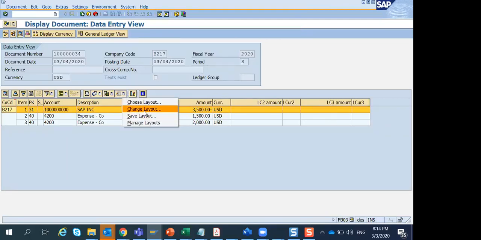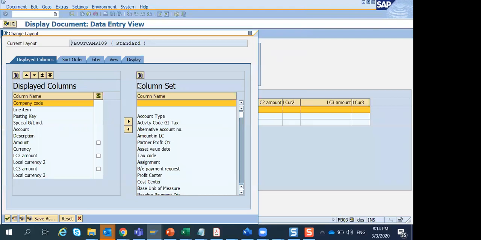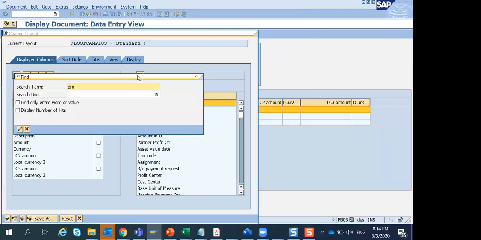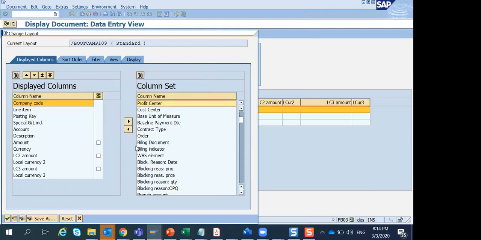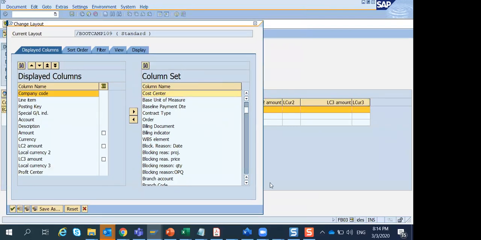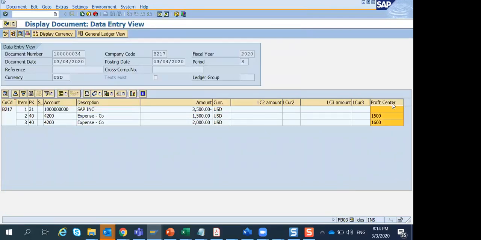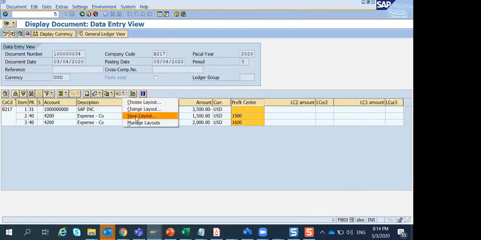You go here, change layout. Let me bring up the profit center. Go here, profit center. And here's profit center. You could just bring it up here. You should be an expert now in changing layout. Let me just come here. As you can see here, here's my profit center. I'm going to save that layout.